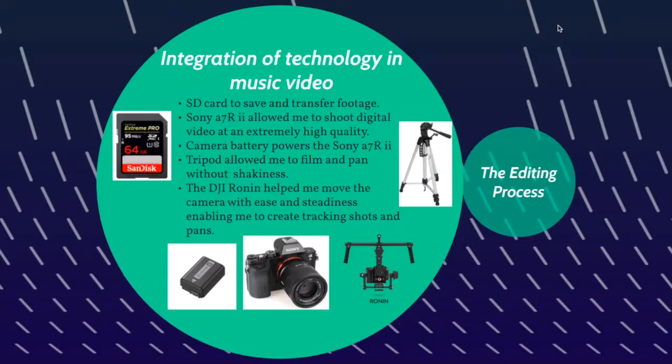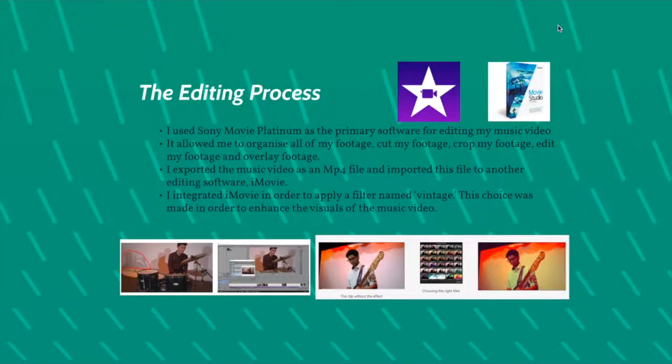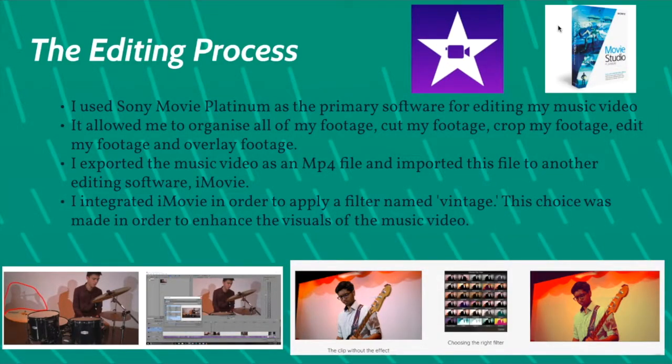The tripod allowed me to film without the shakiness normally associated with handheld camera. The tripod also enabled me to pan vertically and horizontally smoothly. The DJI Ronin helped me move the camera with ease and steadiness, enabling me to create tracking shots and pans in my music video. To edit my music video, I also integrated a series of technologies primarily using Sony Movie Studio Platinum.